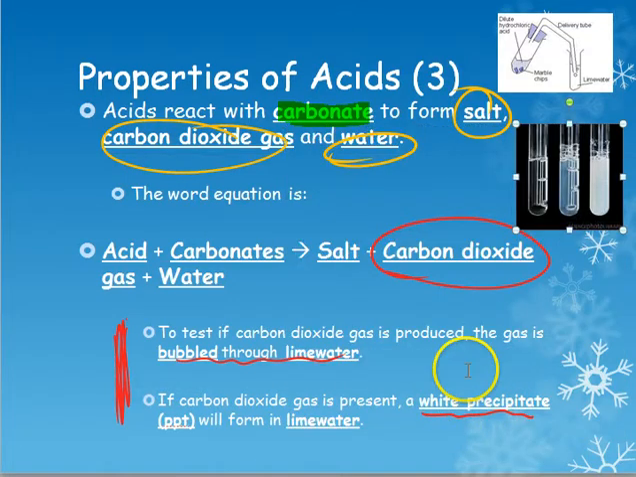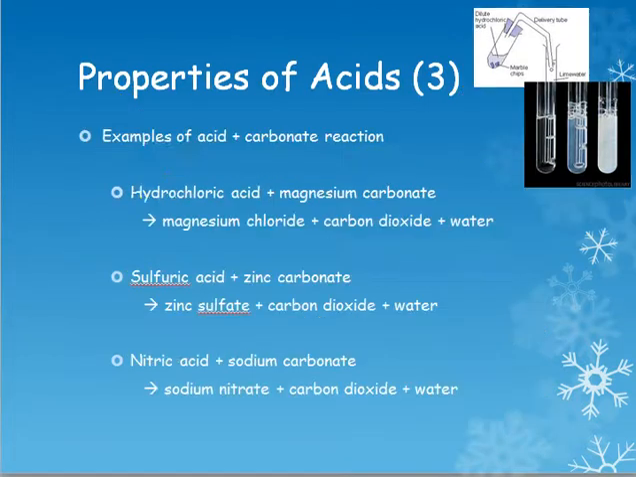Okay, white precipitate forms. So this is the properties of the second reaction of your acid. Acid plus carbonate gives you salt, carbon dioxide gas, and water. So let's look at it.